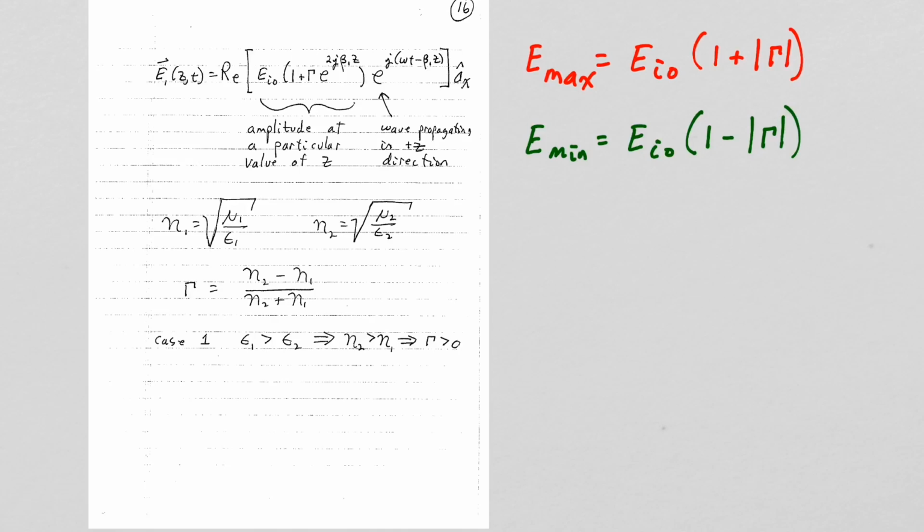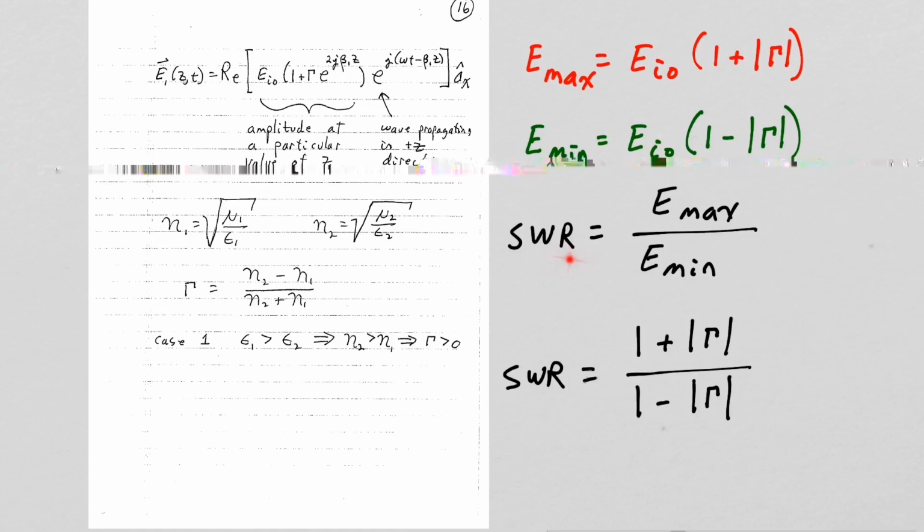The variation in amplitude is given by this exponential term, and so since gamma can be plus or minus, the maximum value of the amplitude is E sub I 0 times 1 plus the absolute value of gamma, and the minimum value of the amplitude with position is E sub I 0 times 1 minus the magnitude of gamma. So the standing wave ratio, the ratio of Emax to Emin, is 1 plus the magnitude of the reflection coefficient over 1 minus the magnitude of the reflection coefficient.